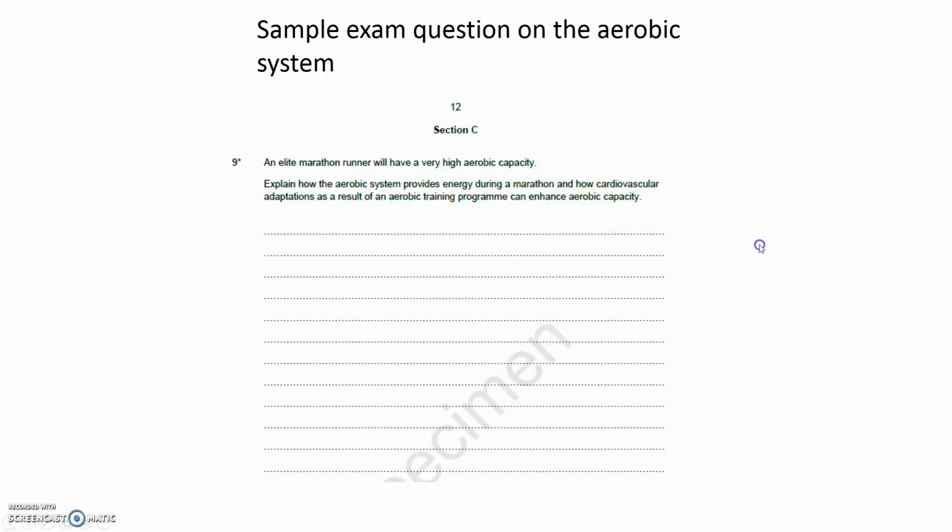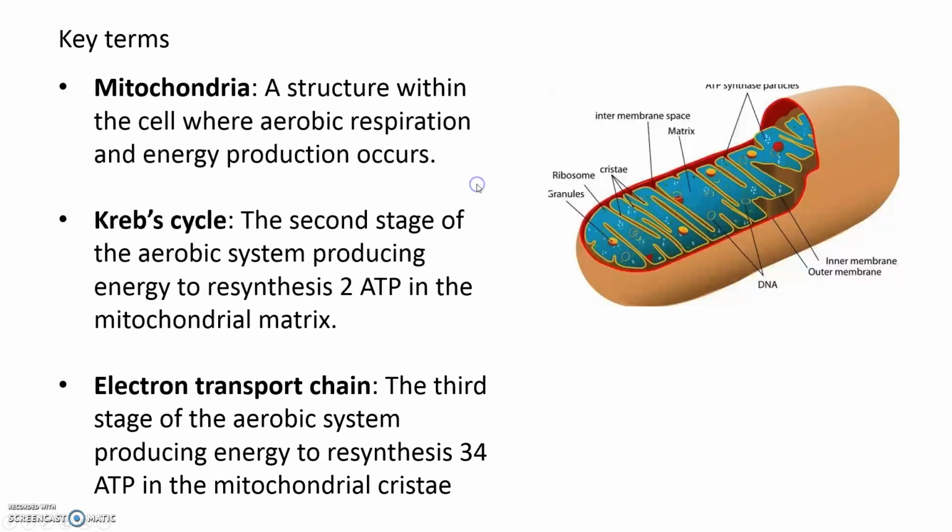So first of all, key terms. I want you to get these three key terms written down. First of all, mitochondria. What is it? It's a structure within the cell where aerobic respiration takes place. Now this is what a mitochondria looks like here. The key parts we're interested in are the matrix and the cristae.